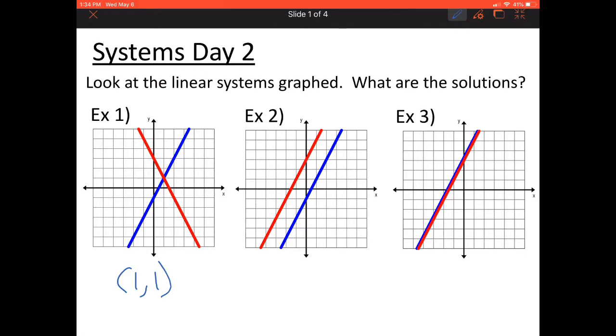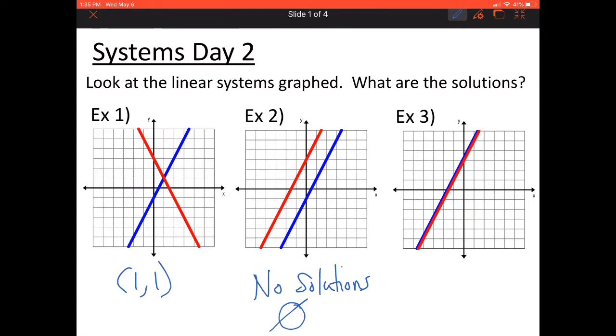All right, let's look at example 2. So in example 2, I see a red line and a blue line, and I notice that they don't intersect. And it looks to me like they're parallel, right? That's what would make them not intersect ever. So since they're parallel and they're never going to intersect, there are no solutions. And we can write it like that, or don't forget you can use the symbol.